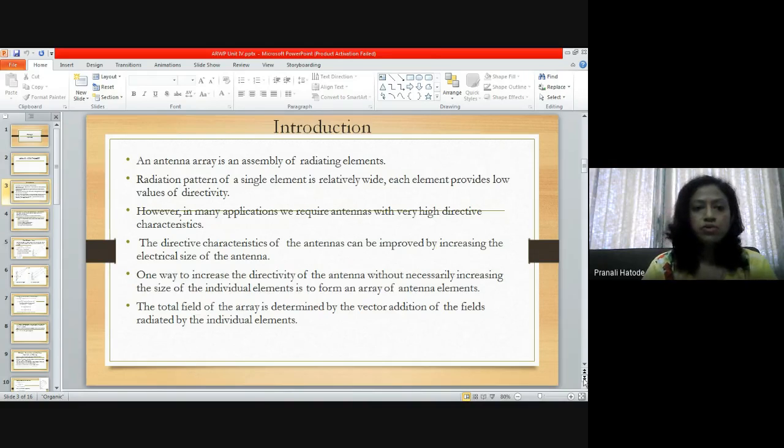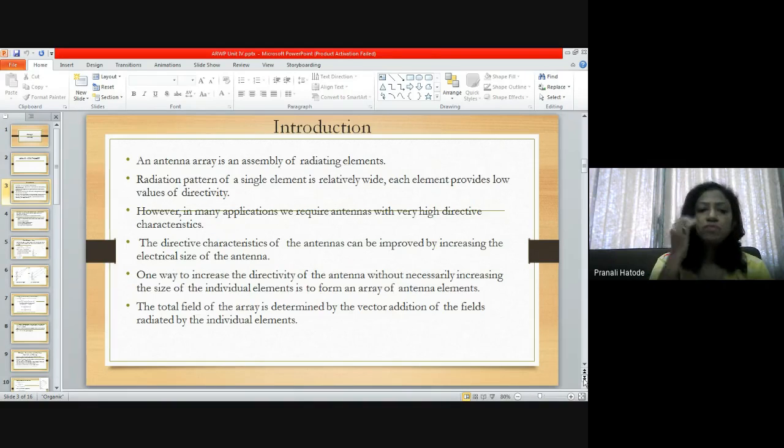Okay, so the radiation pattern of a single element is relatively very wide. Wide in the sense that the radiation pattern is not narrow. It is not more directive to a certain direction. Each element provides a low value of directivity. When I say that the element radiation is wide, that means it is providing me a less value of directivity. It is not specifically directed to any one direction.